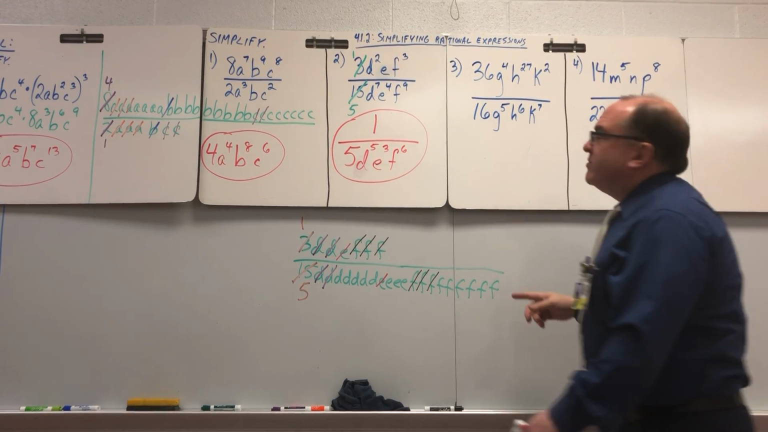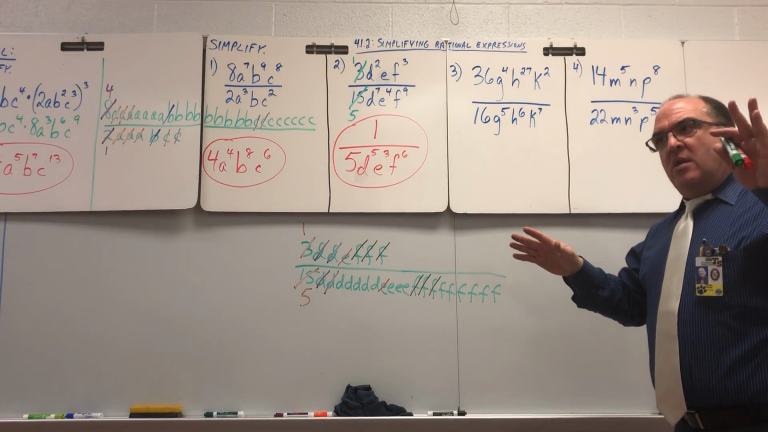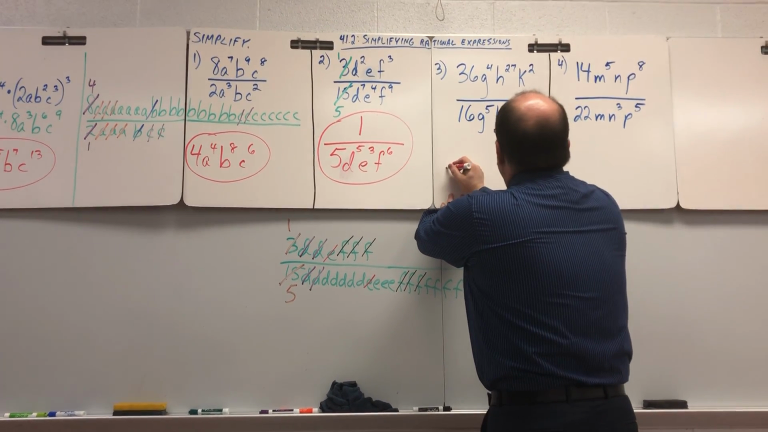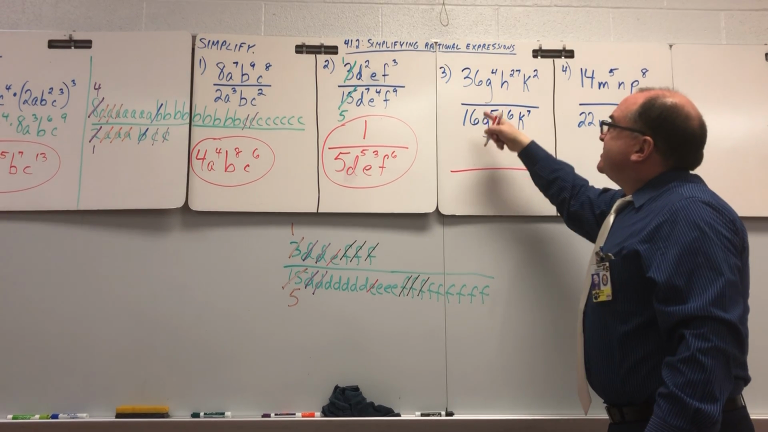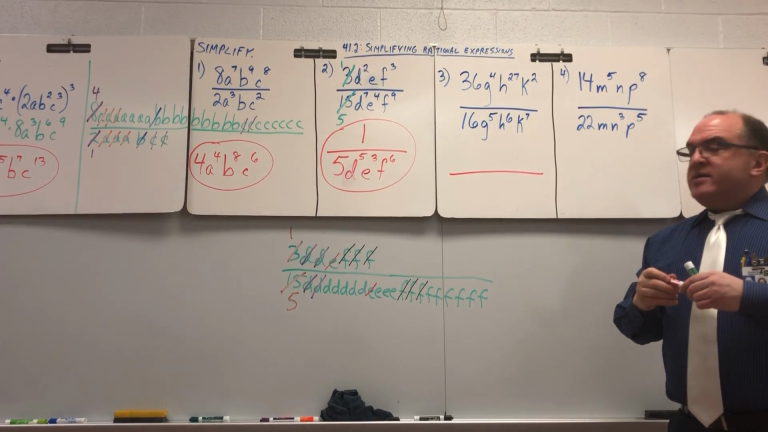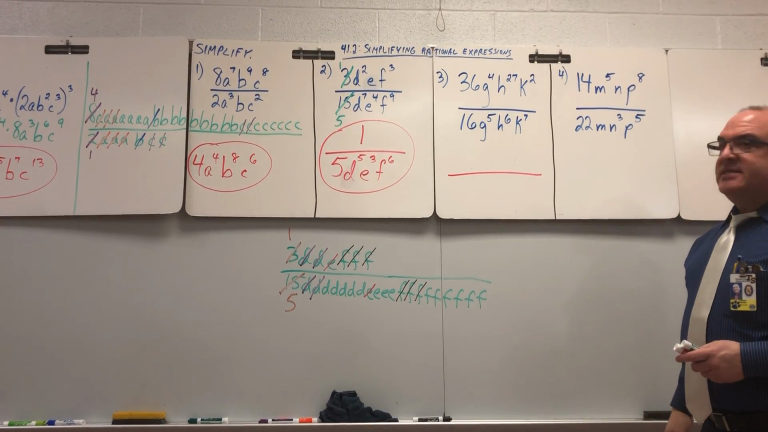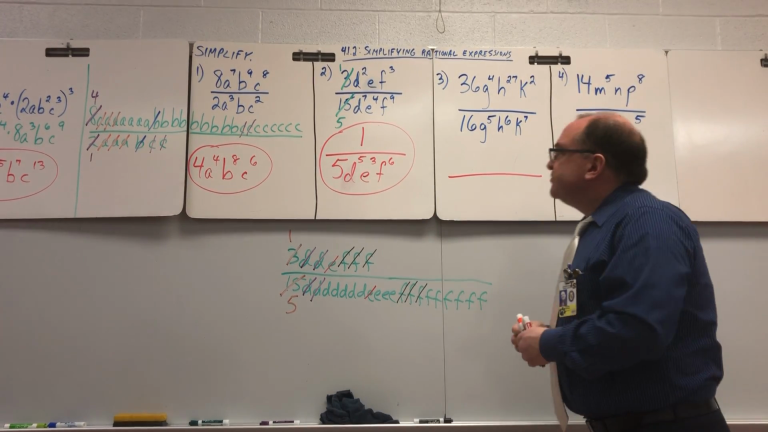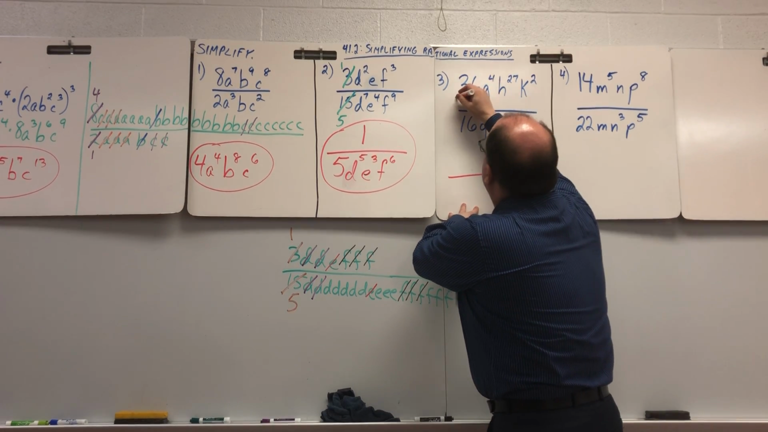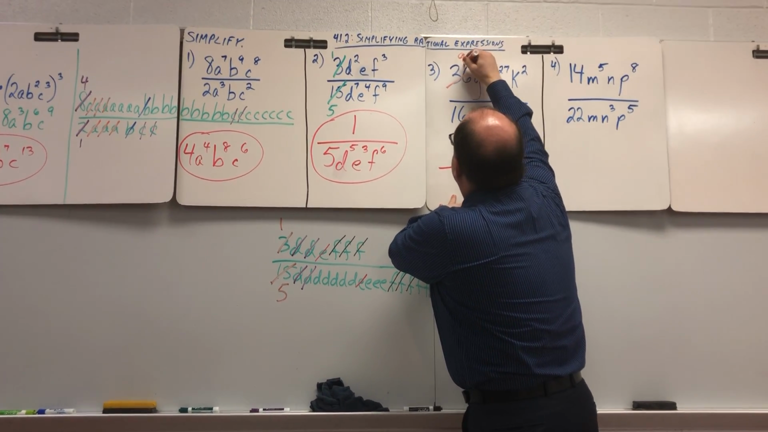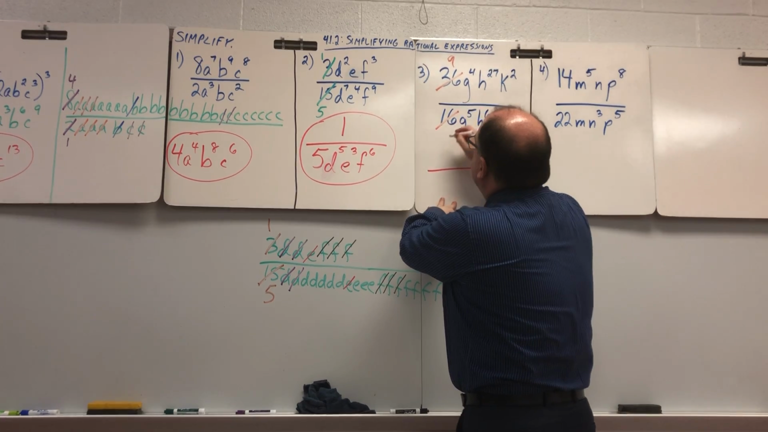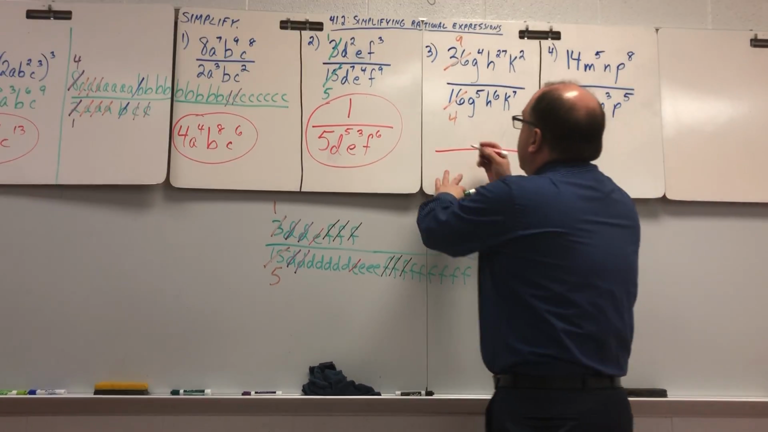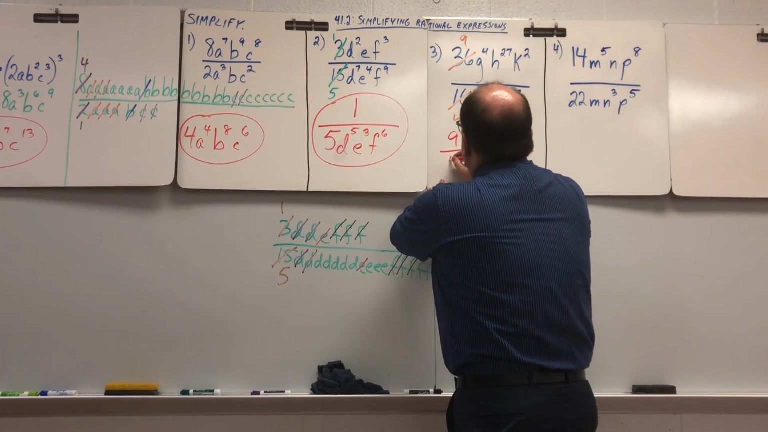Let's see if this next one makes sense, and hopefully it will make the whole thing make more sense. Okay? 36 and 16. What number goes into both 36 and 16? 4. How many times does 4 go into 36? 9 times. How many times does 4 go into 16? 4 times. So we've got 9 over 4.